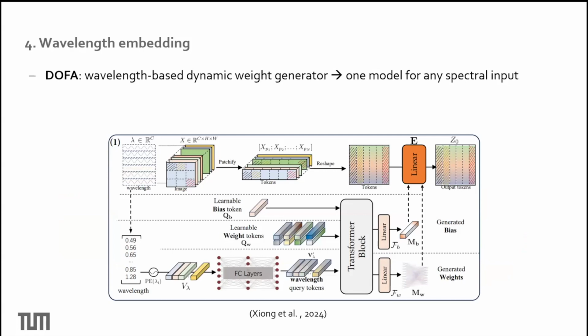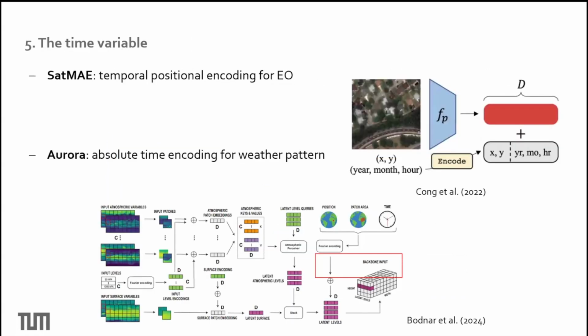Wavelength embedding, this is what you will hear about in the next 45 minutes from Jitong. Here we have introduced a hypernetwork to do a wavelength-based dynamic weight generator, such that no matter which number of bands, which sensor, which wavelength regime your input data is, it is possible to output a unified token that you can use to train one foundation model for all sensors.